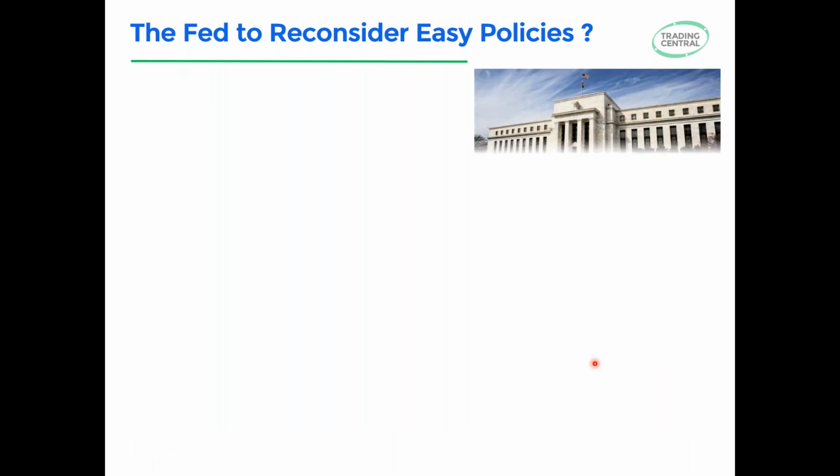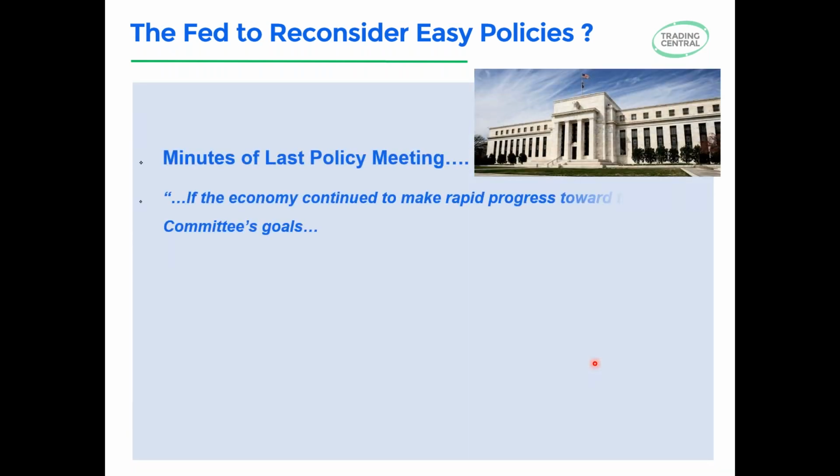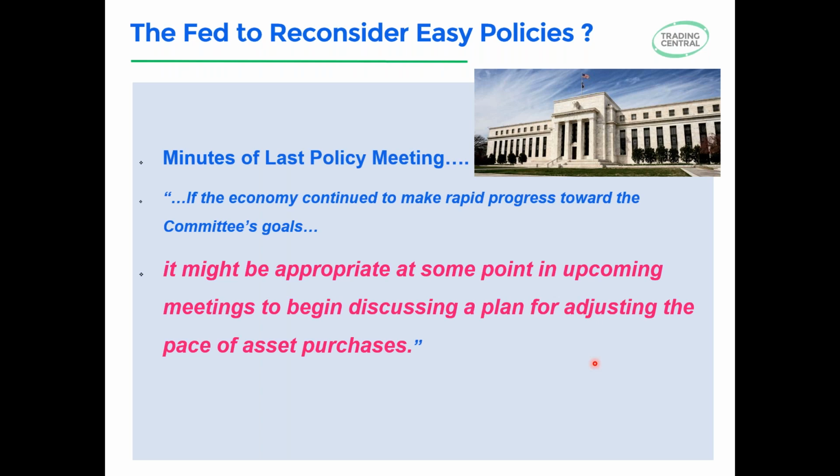Okay, now, this one is what drove the market's minor correction in April and early May. In the minutes of the last policy meeting of the Federal Reserve, it says, if the economy continues to make rapid progress toward the committee's goals, which I told you is 2% CPI growth, it may be appropriate at some point in upcoming meetings to begin discussing a plan for adjusting the pace of asset purchases.